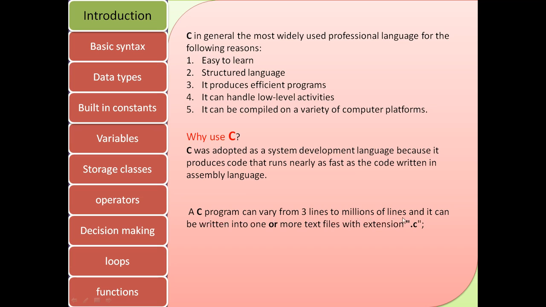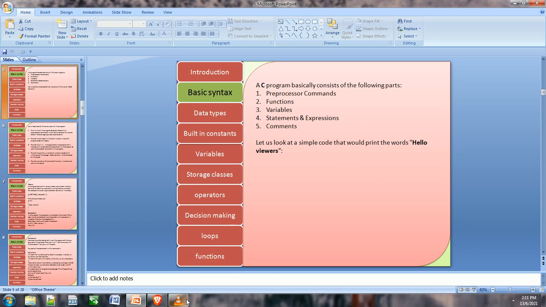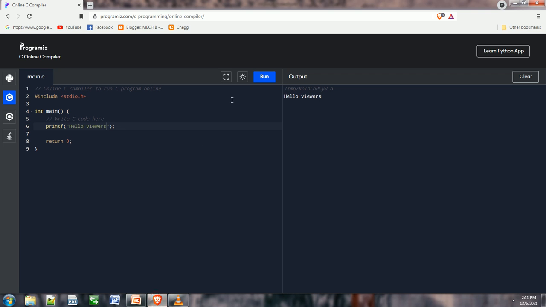A C program can vary from 3 lines to millions of lines, and it can be written into one or more text files with the extension .c. A C program basically consists of the following parts: preprocessor commands, functions, variables, statements and expressions, and comments. To understand this better, let's look at a simple code.